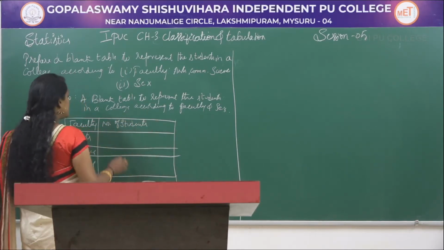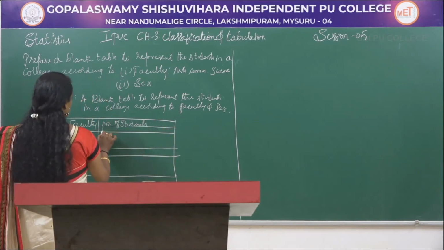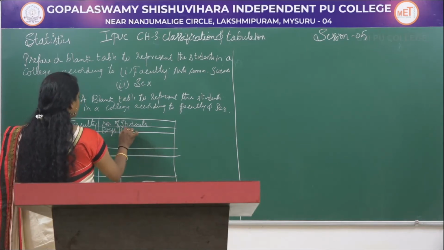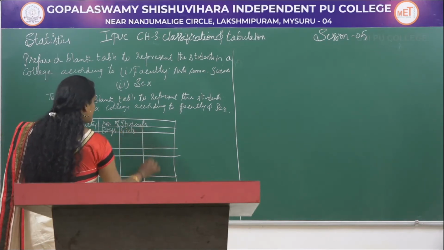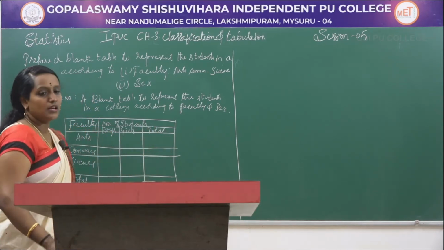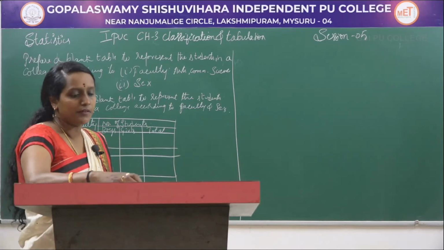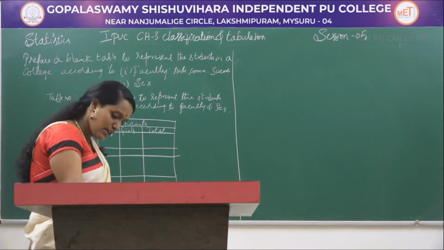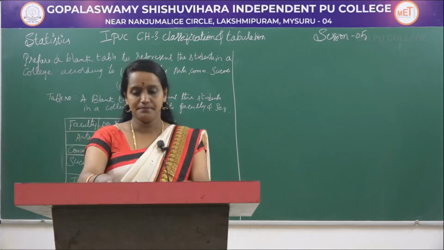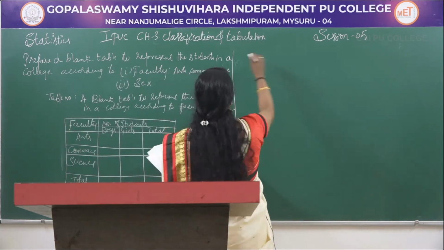In number of students, here we are having boys and girls. Sex means boys and girls, and this total. So this is how we form a table for the given data, and this we call a blank table. Let's take another problem. Prepare a blank table.